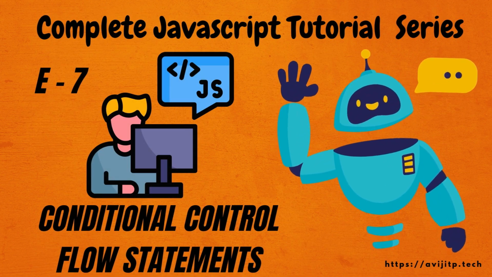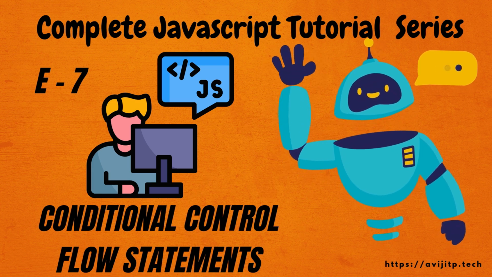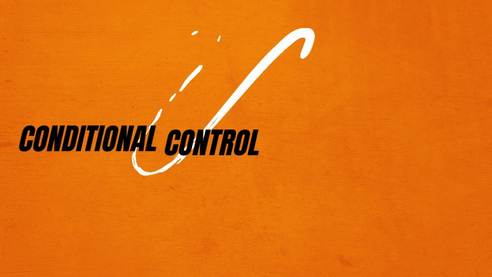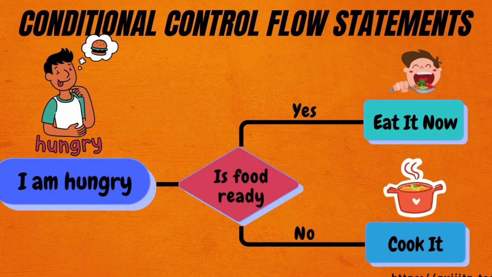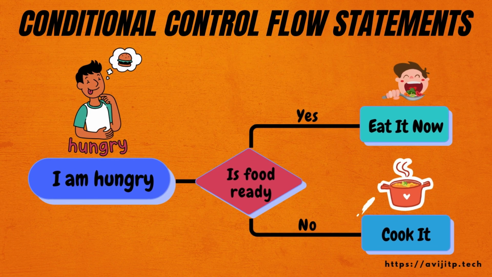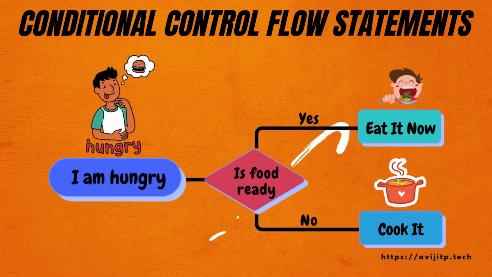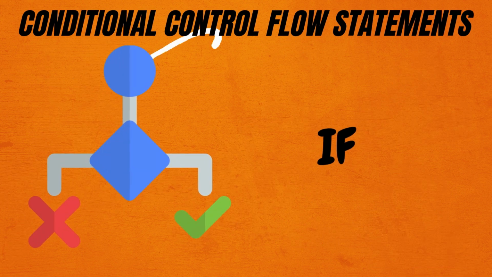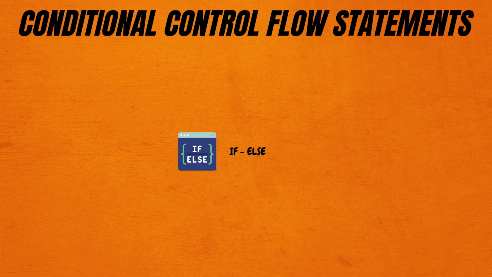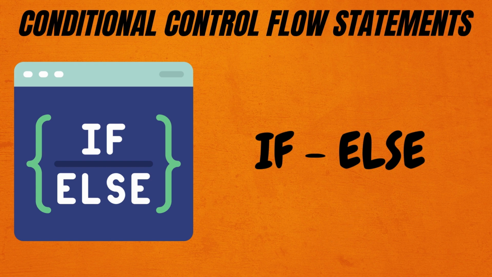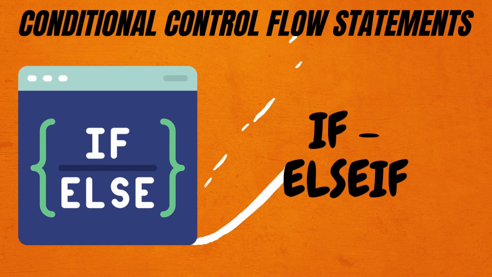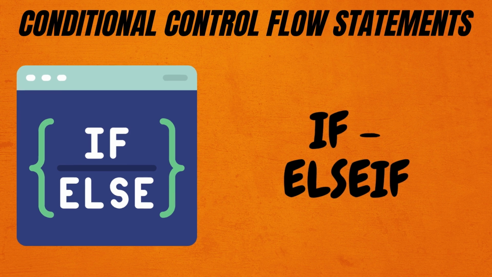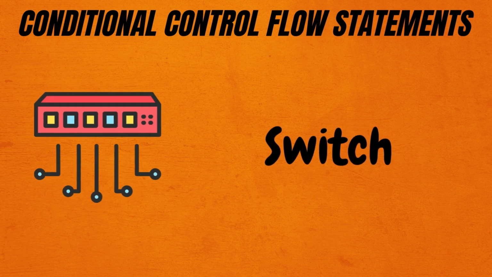In this 7th episode, we will explore one of the fundamental building blocks of programming, conditional statements in JavaScript. Conditional statements allow us to control the flow of our code based on different conditions. We will start with the simple if statement, move on to if-else for handling two possible outcomes, and then extend it further with if-else if for multiple conditions. Finally, we'll dive into the switch statement, a powerful alternative for handling multiple cases efficiently.